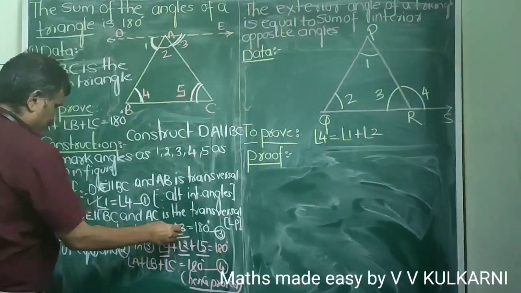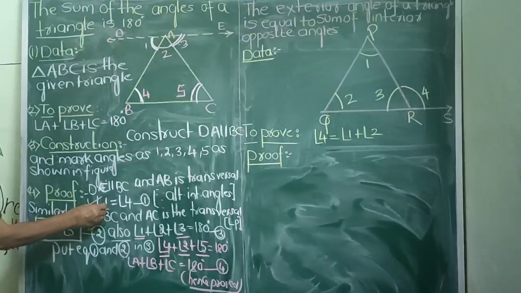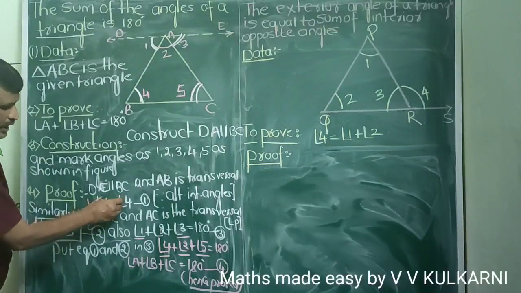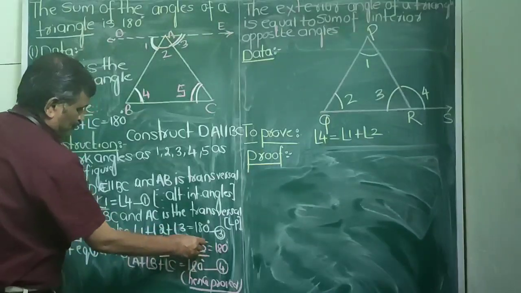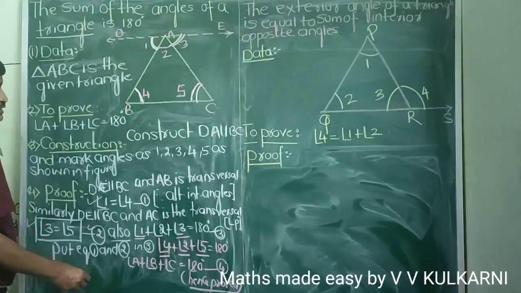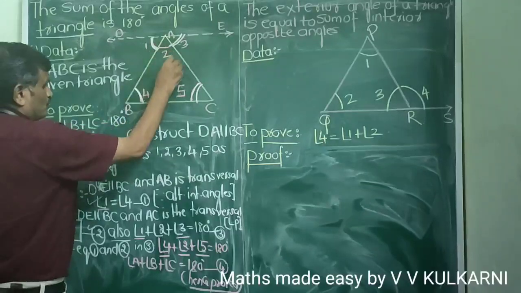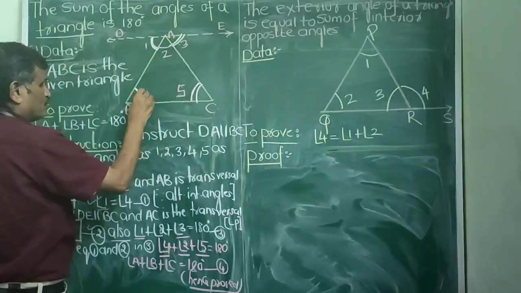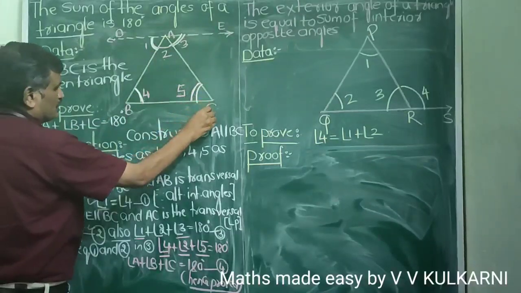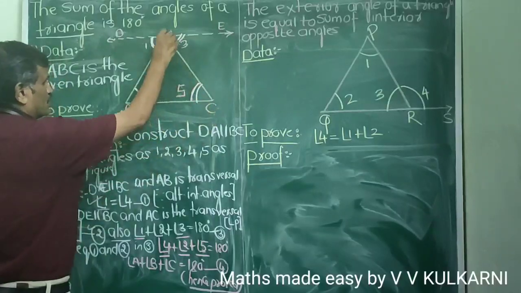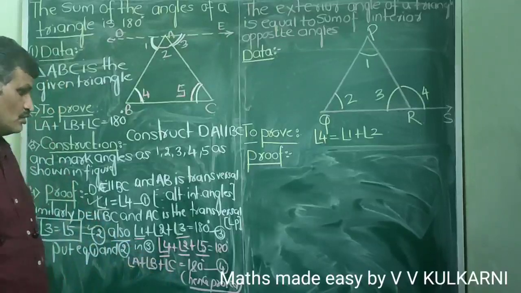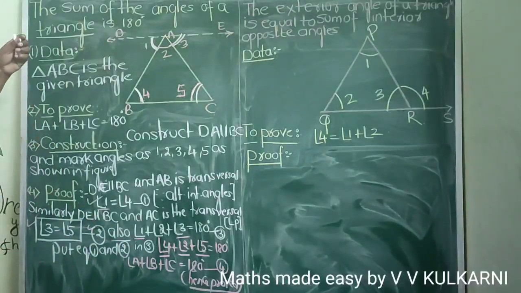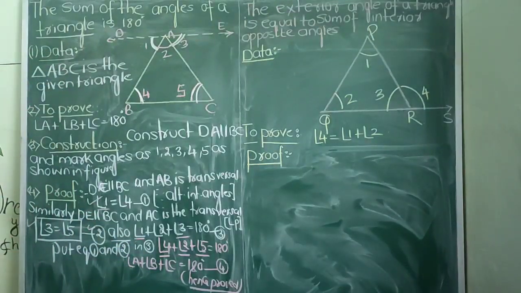In the next step, in place of angle 1, I have put angle 4, and in place of angle 3, I have put angle 5. So finally the result I get is angle 4 plus angle 2 plus angle 5 is 180. And angle 4 stands for B, angle 5 stands for C, and angle 2 stands for A. So angle A plus B plus C is 180 degrees. So this is how we can prove a theorem in a very systematic way.